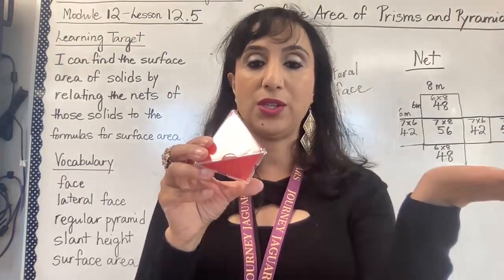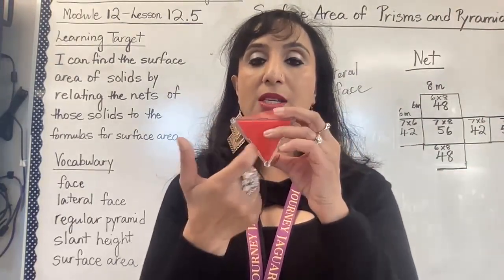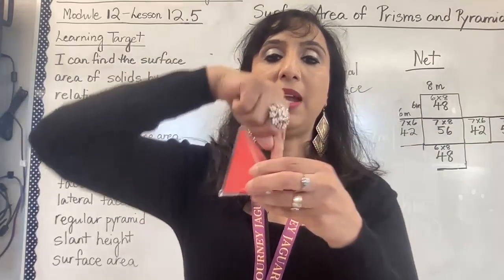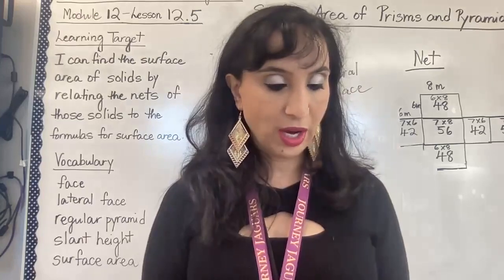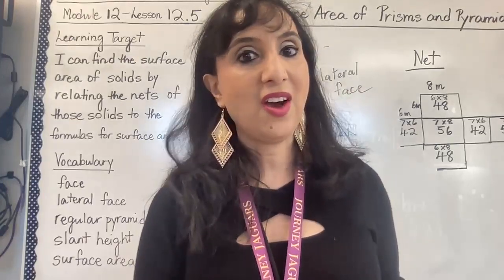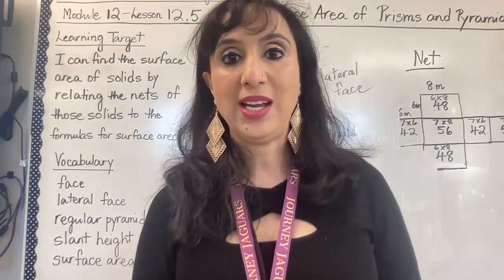When we open it, of course, it's going to be flat as a net, but when I show you this, this is my base and these are my lateral faces, and then this is the slant height. So just remember this vocabulary, and in surface area, all you're doing is finding the area of each face, and then adding it all up together.